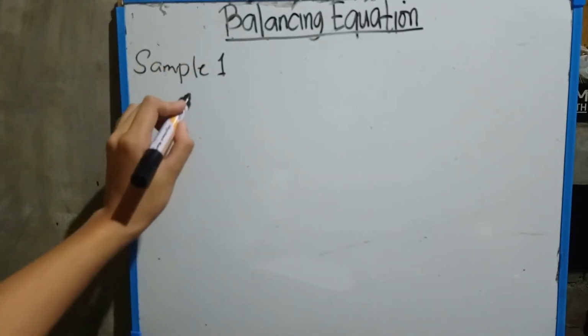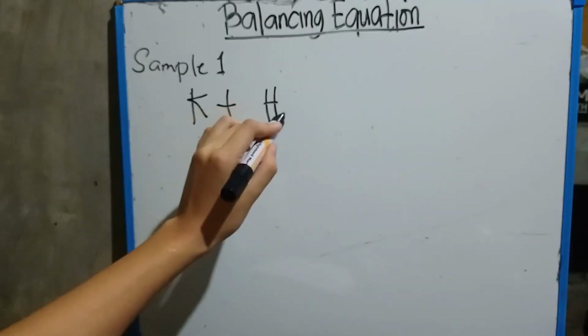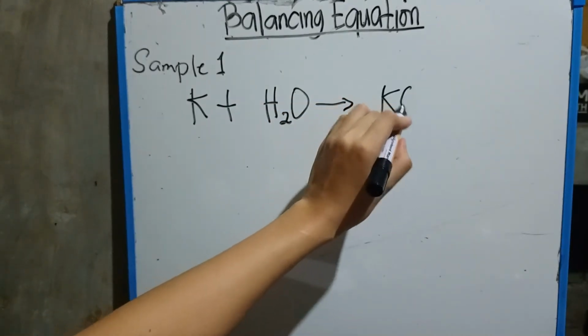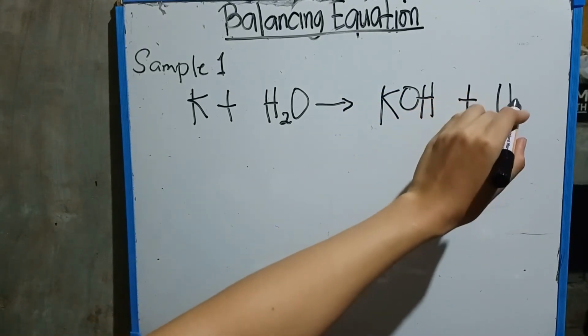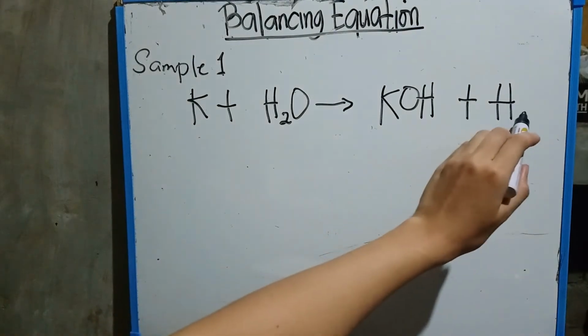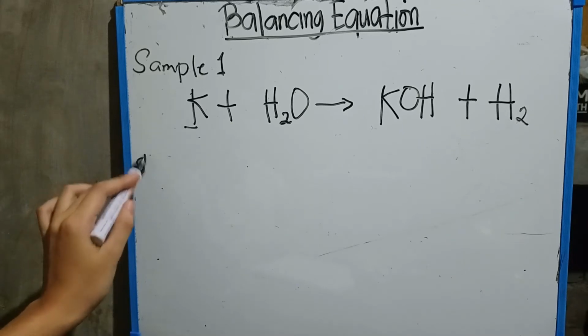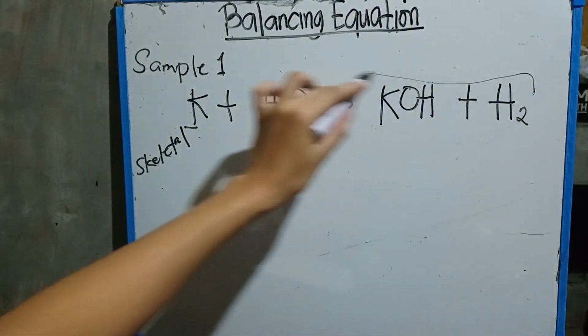So, this is our chemical equation: potassium plus water yields potassium hydroxide plus hydrogen. Oh, I forgot the... So, ang tawag ani niya is skeletal equation. Kani siya. Ang tawag ani.